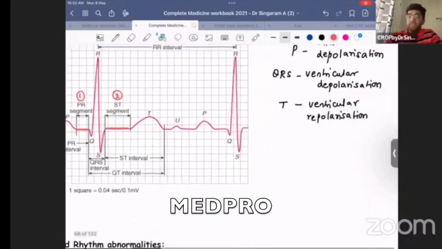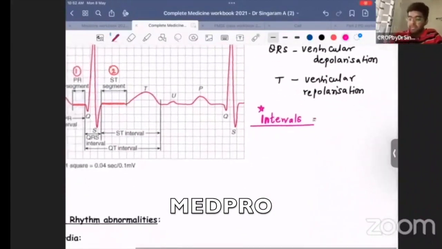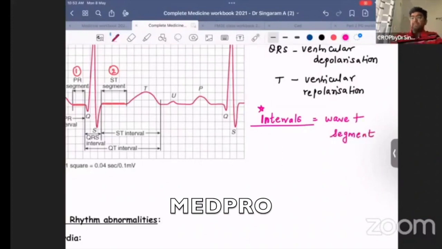Then next one is something which is important. What is that? Something called intervals. This is important for your exams. Intervals. Any of you know what is an interval? Interval is something like a combination of a wave and segment. Wave plus segment is what we call interval.